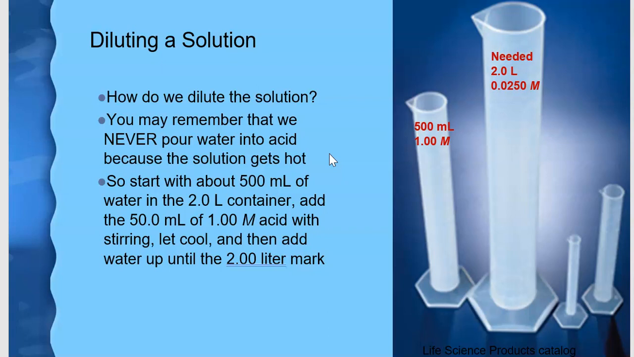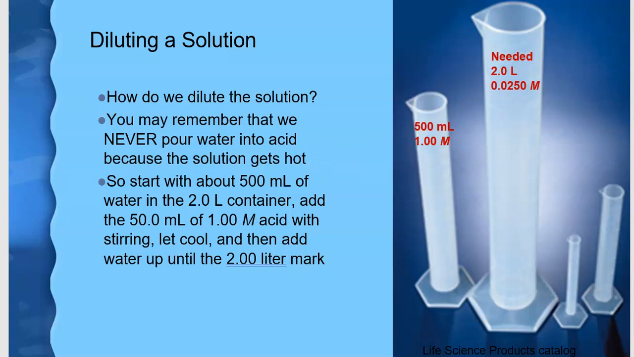So we would start with about 500 milliliters of water. We would add the acid and let that cool because water has a very high specific heat. If I have a larger amount of water, then it won't heat up as much. And then I would go ahead and fill it all the way to the 2-liter mark.